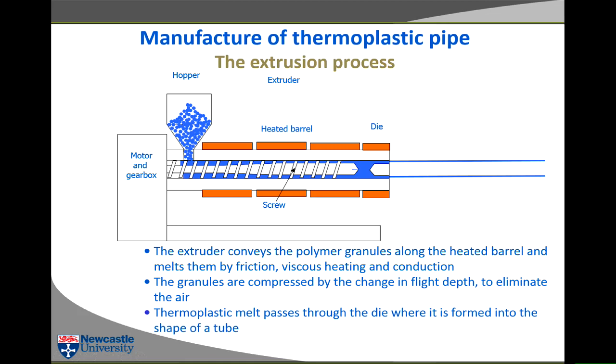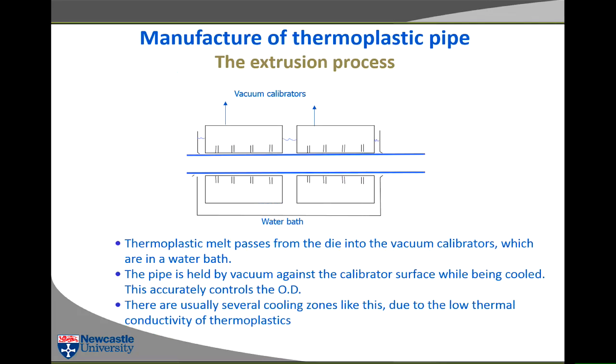It's actually held there in 4 different places, which I haven't shown. There's the calibrator. The melt passes from the die into the vacuum calibrators, which are in a water bath, so the whole thing's underwater. The pipe is held by vacuum against the calibrator surface while being cooled, and this accurately controls the outer diameter.